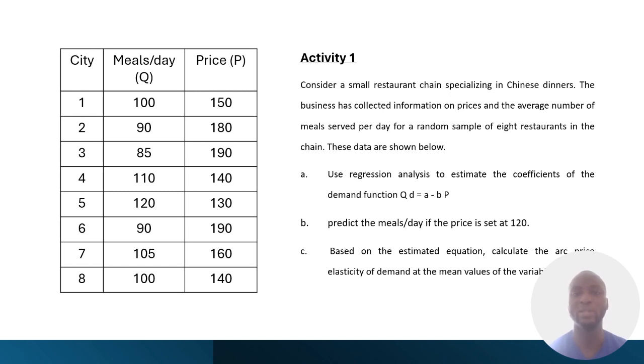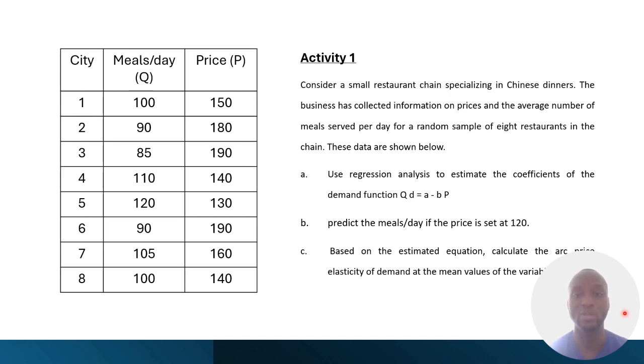Now, how do you go about this? You're presented with an example like this, where you have an activity showing you data on quantity and price for different cities. The question states that consider a small restaurant chain specializing in Chinese diners. The business has collected information on prices and the average number of meals served per day for a random sample of 8 restaurants in the chain.